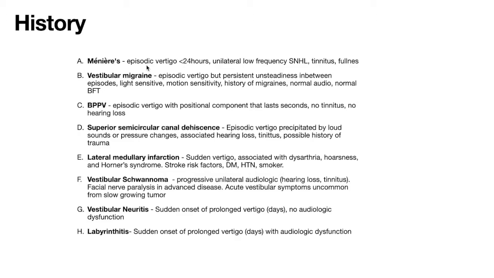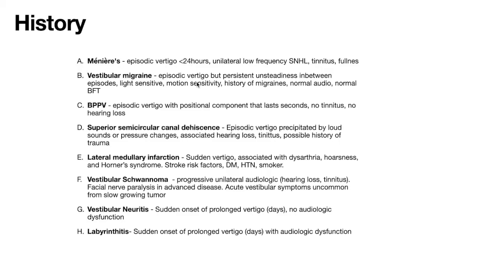Ménière's is usually episodic vertigo, less than 24 hours. This man had about 72 hours of vertigo. Ménière's also has unilateral low frequency sensorineural hearing loss. He's not even complaining of hearing loss. There's tinnitus and there's fullness. So the picture of Ménière's does not fit with the case we just had. And also, less than 24 hours is for probable Ménière's. Definite Ménière's is 12 hours.